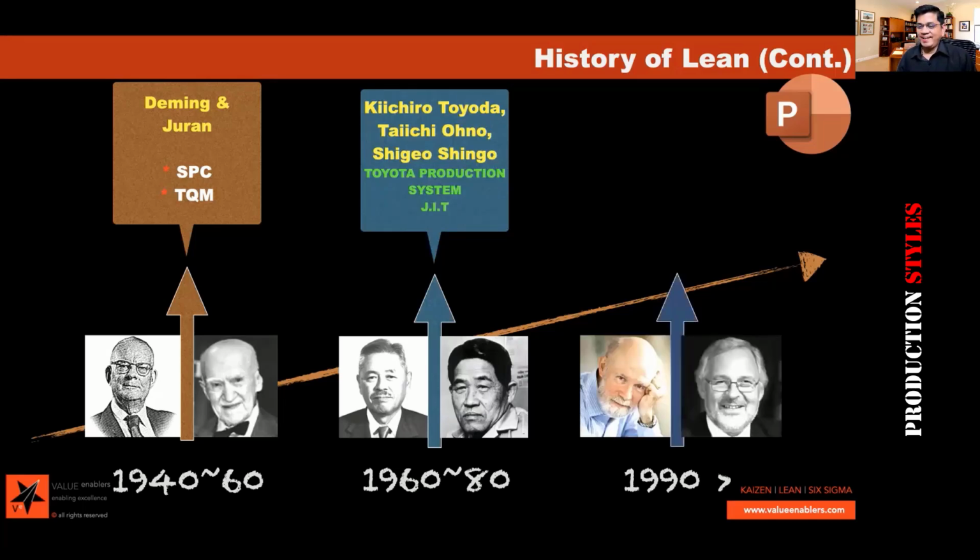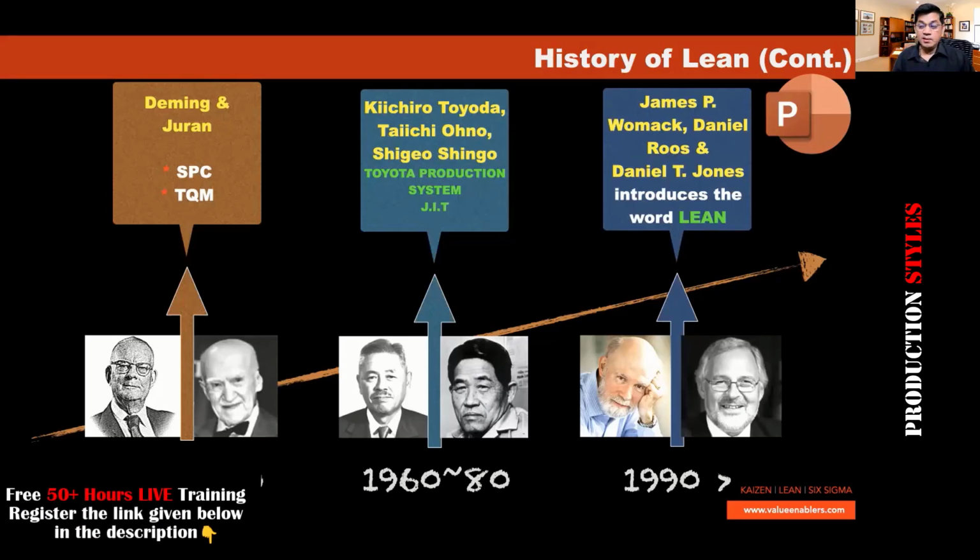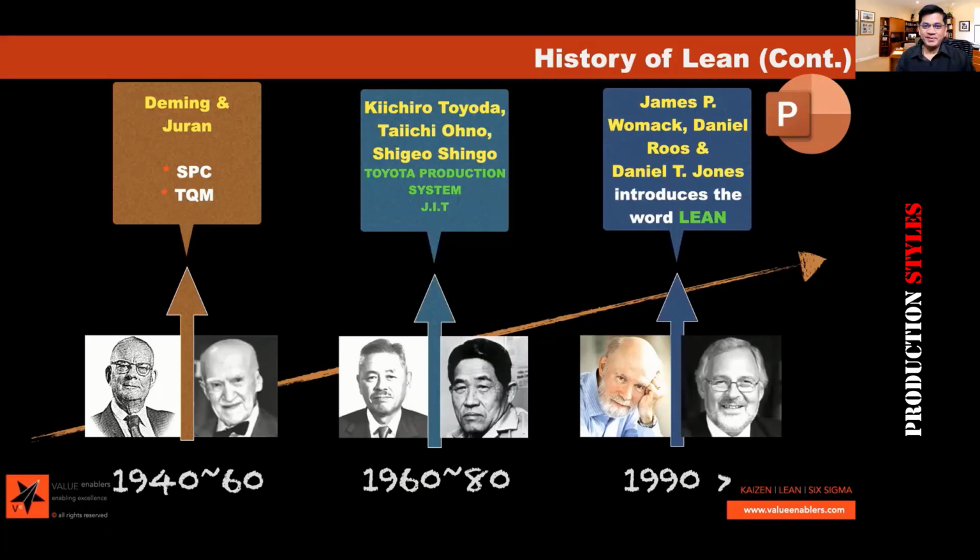And then comes our gurus who are still there, James P. Womack and Daniel T. Jones and Roos, who started in their book, The Machine That Changed the World. James Womack dedicated 5 years of his life to learning the Toyota Production System. And Toyota was gracious enough to let him study for 5 years. And he wrote the book, The Machine That Changed the World. And no doubt because of his passion for lean, he coined the word lean.